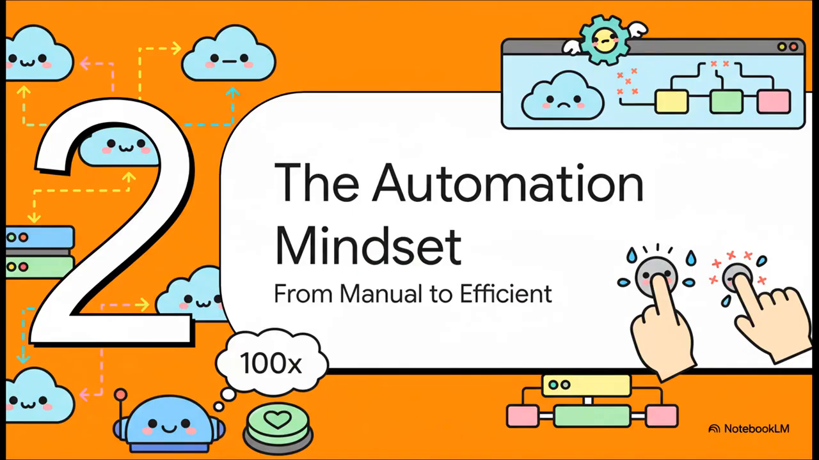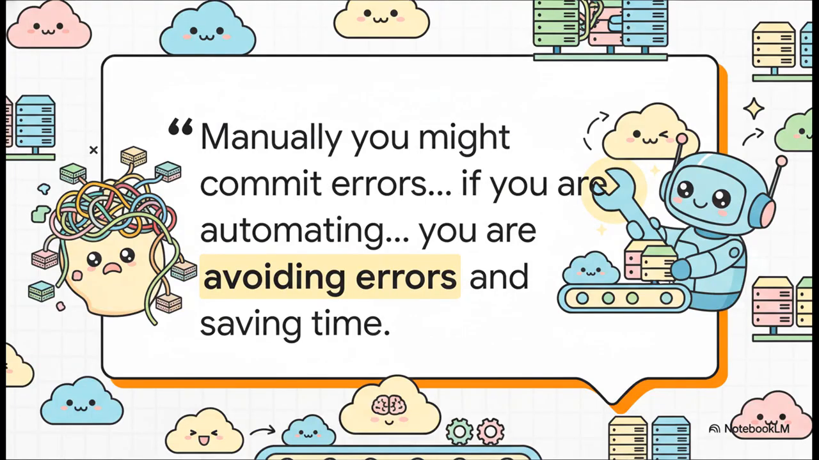See, as a DevOps engineer, your whole job is about making things more efficient and more reliable. And let's be honest, clicking a button 100 times is, well, it's the total opposite of that. It's slow, it's repetitive, and it's practically begging for someone to make a mistake. And this quote just says it all perfectly. When you do things by hand, you're bound to make little mistakes. A typo here, a wrong setting there.